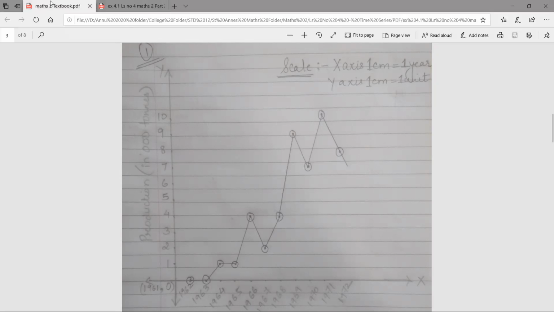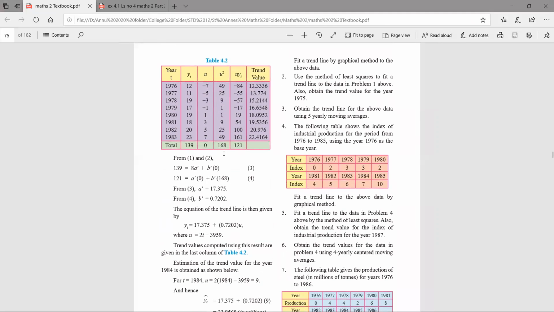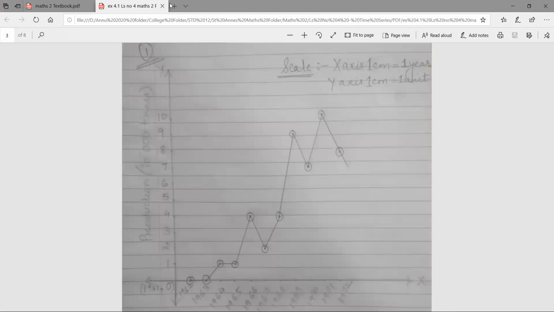So now your graph is ready, class, but the sum is not over. I'll tell you why. They have asked you to fit a trend line by the graphical method. Now what do you mean by a trend line? Now class, trend line is nothing but it is a line which is drawn as per one's own judgment.